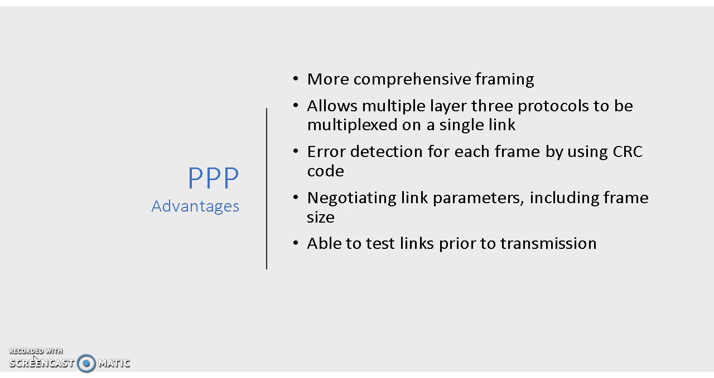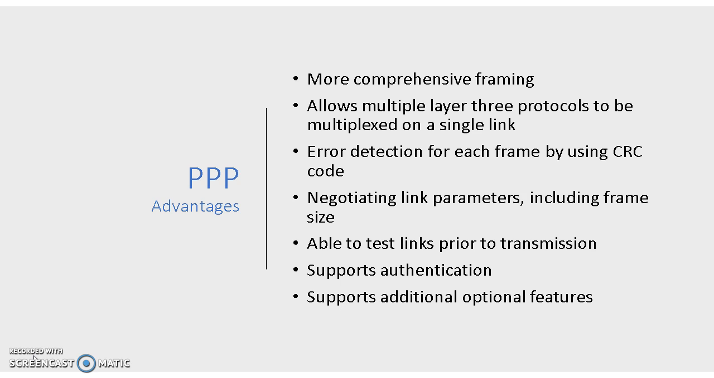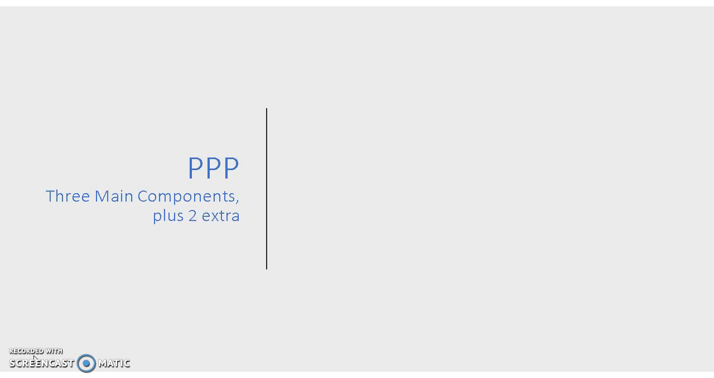It is able to test the links prior to transmission to make sure that they are working, since we do have error detection, and it does support authentication to make sure that it gets where it's supposed to get to. It also supports additional optional features that we're not going to discuss today, but there are quite a few of them. There are 3 main components to PPP, plus 2 extra.